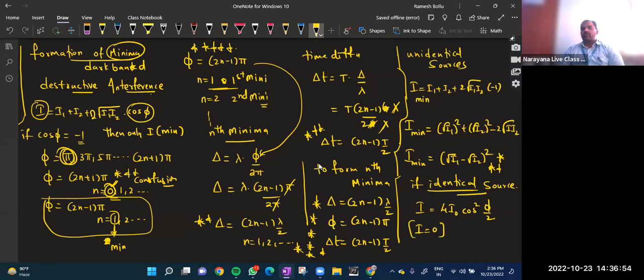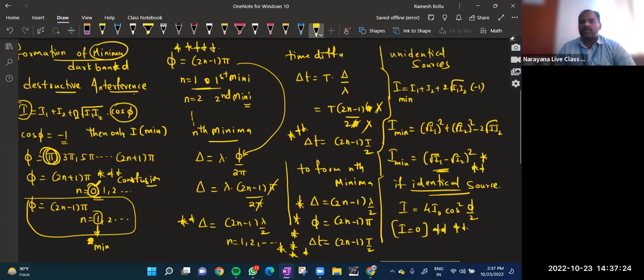That is a very, very important point, students. When you are using unidentical sources of light, the dark band is not completely dark. Some light is present, no? But when you are using identical sources, the light is completely gone, students. Understanding or not understanding? So that point alone you have to remember at your fingertips. Okay. And some more conditions.